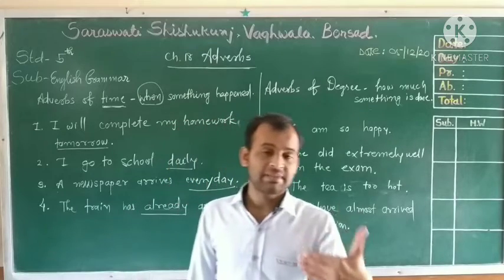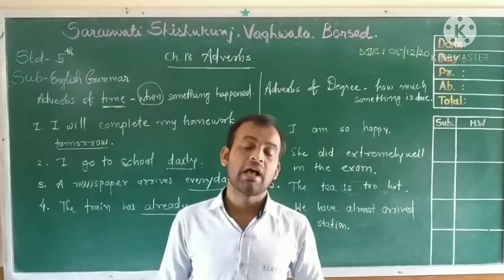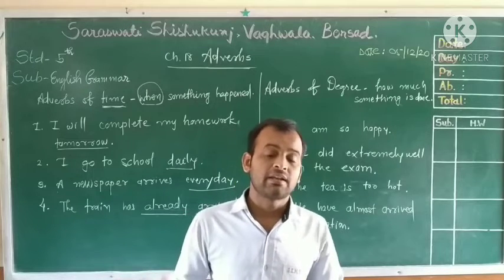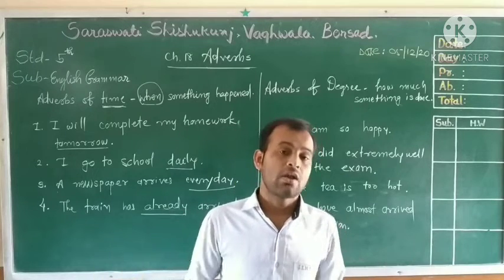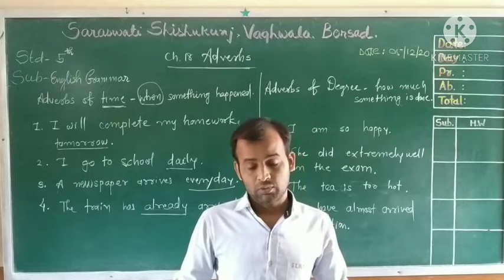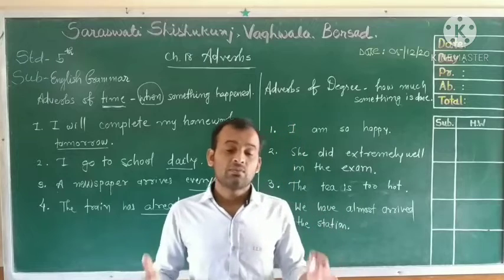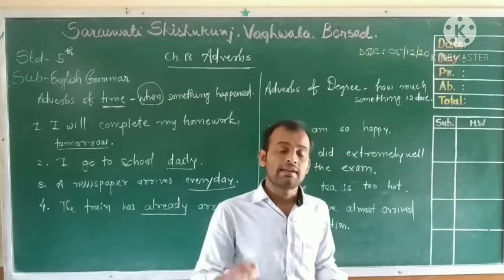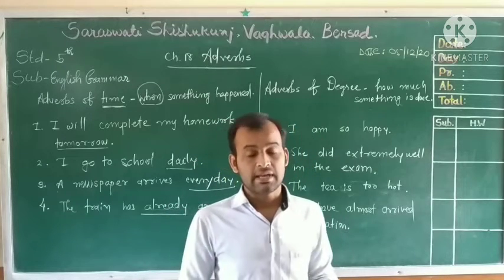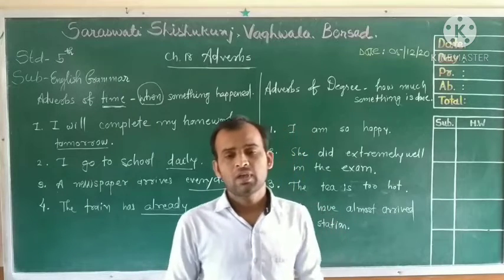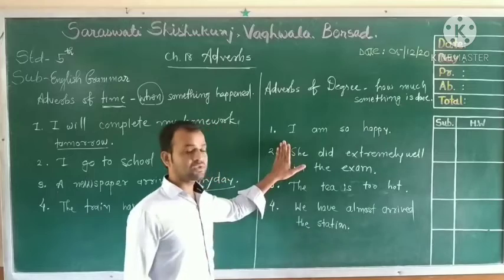But before that, let me say there are some words. If you remember: entirely, extremely, very, enough, a lot, almost. These are the words. They are called adverbs of degree. Entirely, fully, quite.